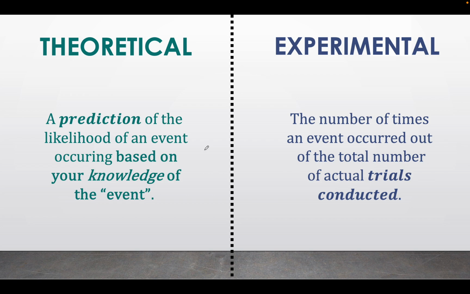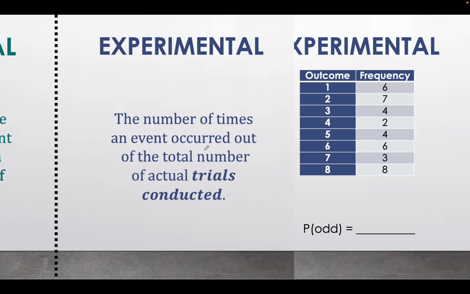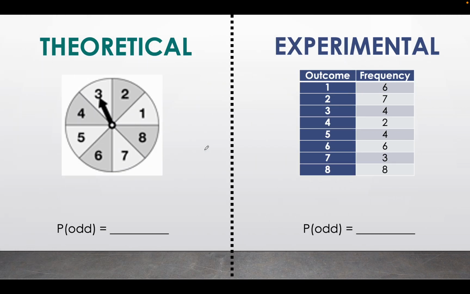Let's take a look at some examples of the 2 different types of basic simple probability. On the left-hand side, what is the theoretical probability that if I spun that spinner, I would land on an odd number? Since there are 8 spaces and half of them are odd, that would be a 50% chance of landing on an odd number. However, on the right-hand side, we have what's called a frequency table.